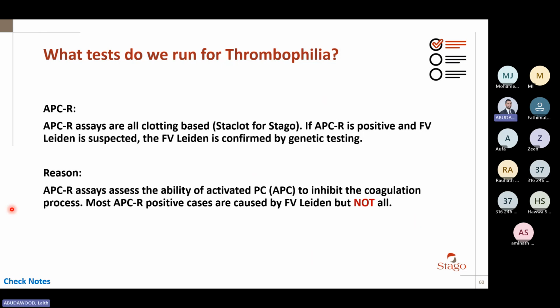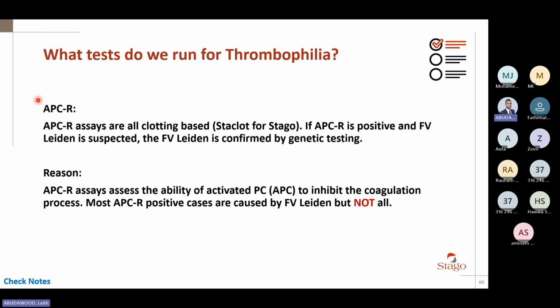Now, moving on to APCR, which is a bit different from the previous three that we mentioned. Because if you notice with protein C, protein S, and antithrombin, we are checking the function and the quantity of a protein. With APCR, activated protein C resistance, what we are checking is the resistance of something towards the activity of protein C. We are not measuring the quantity of something. We are measuring the resistance to the activity of protein C.